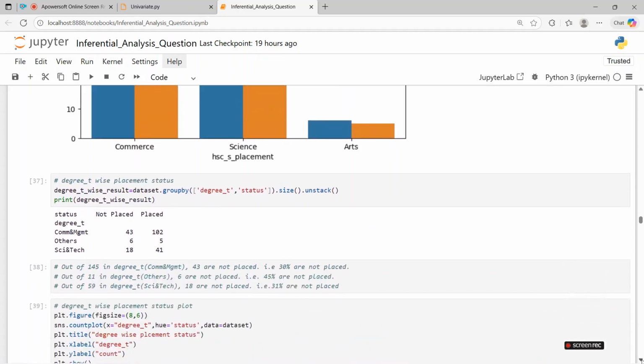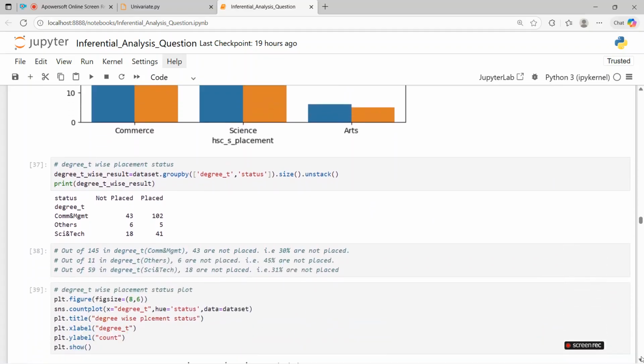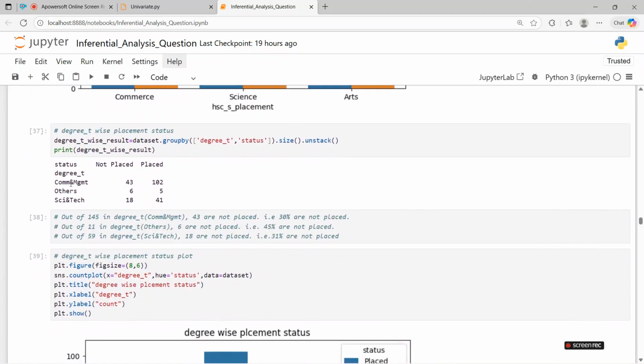So the next is we have the degree T wise placement status. So we have 3 degrees: commerce and management, others, science and tech. So out of 145 in degree T commerce and management, 43 are not placed. That is 30% are not placed. Out of 11 in degree T others, 6 are not placed. That is 45% are not placed. Out of 59 in degree T science and tech, 18 are not placed. That is 31% are not placed.